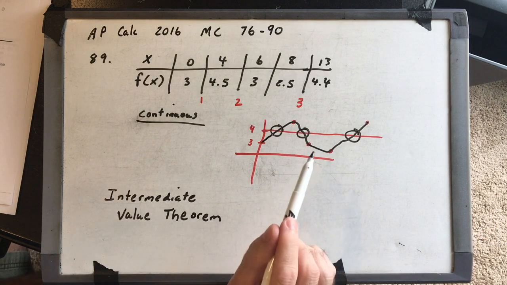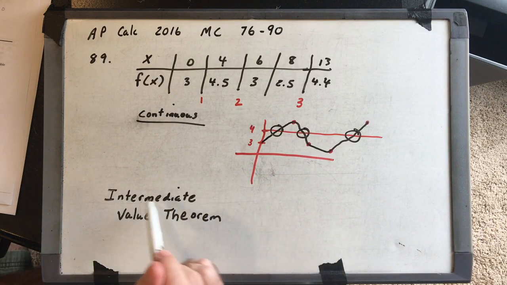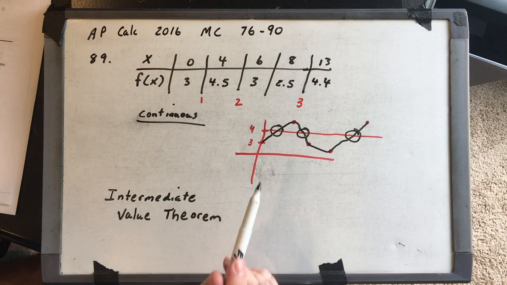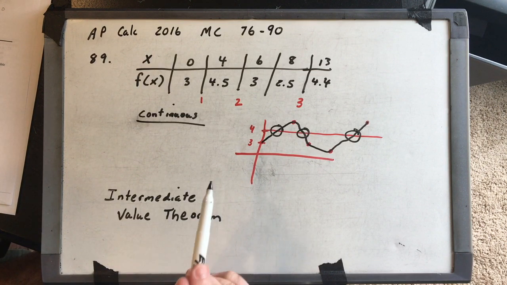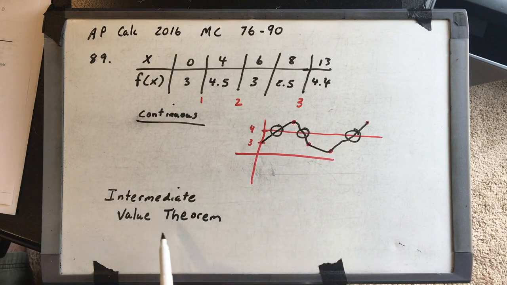So on the 2020 test, you probably have to give a theorem, so that'd be the intermediate value theorem. You've got 2 theorems you're probably going to have to deal with, potentially: the mean value theorem and the intermediate value theorem. We've dealt with the mean value theorem a lot of times. Okay, one more.